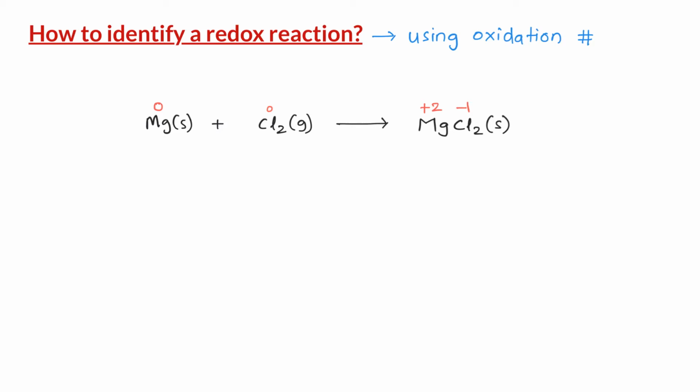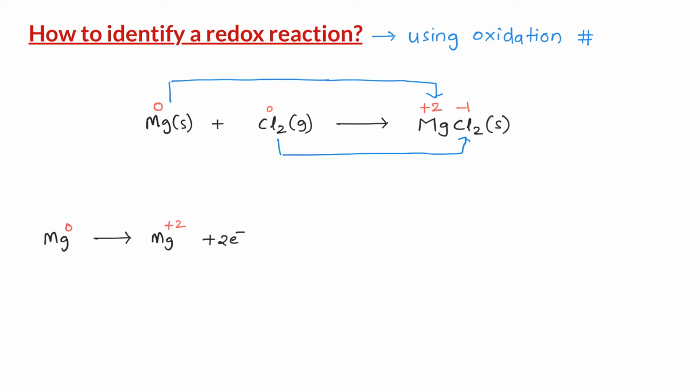Let us now highlight a few important characteristics of a redox reaction. The oxidation number of magnesium increases from 0 to +2. That is, each magnesium atom loses 2 electrons in this reaction. The oxidation number of chlorine decreases from 0 to -1 in this reaction. That is, each chlorine atom gains 1 electron in the reaction.